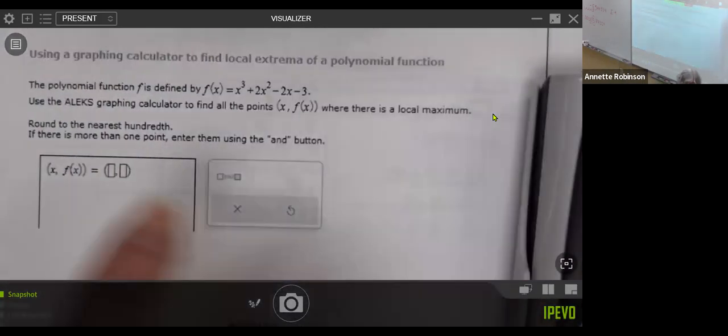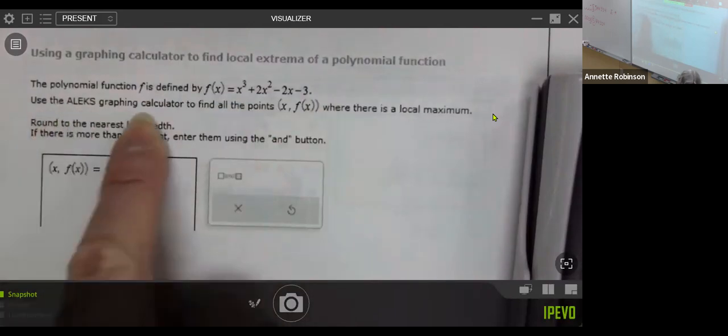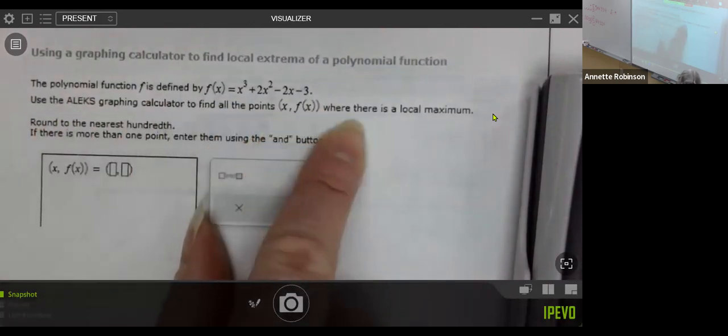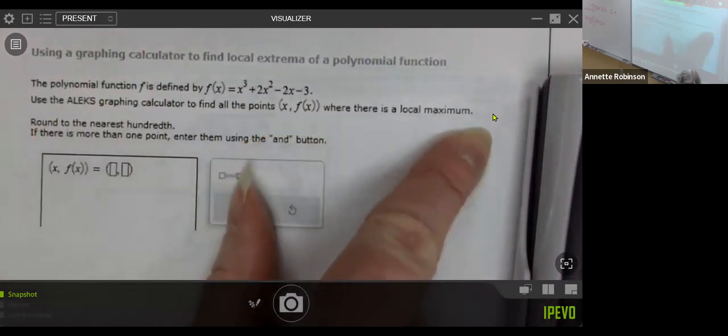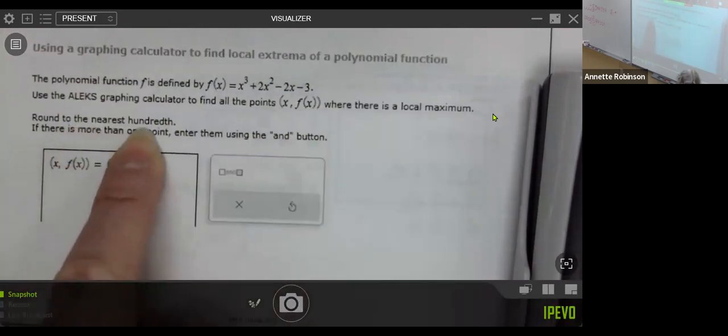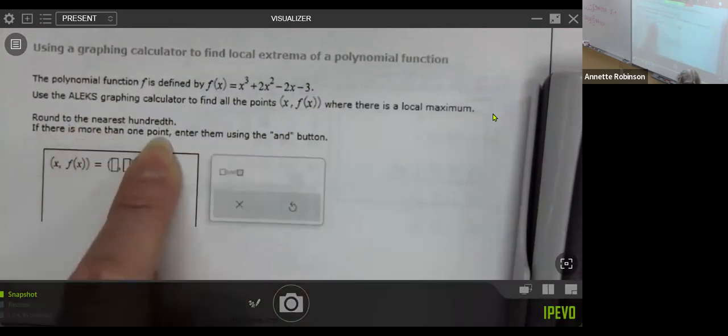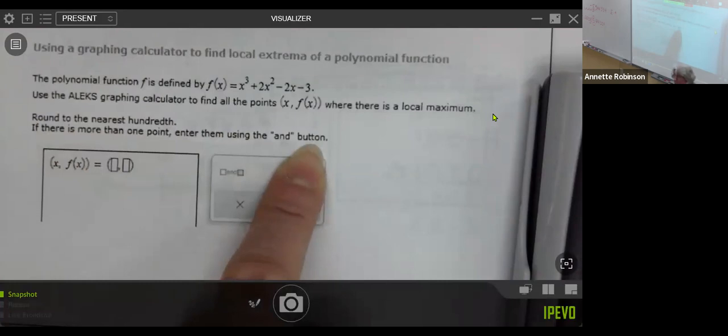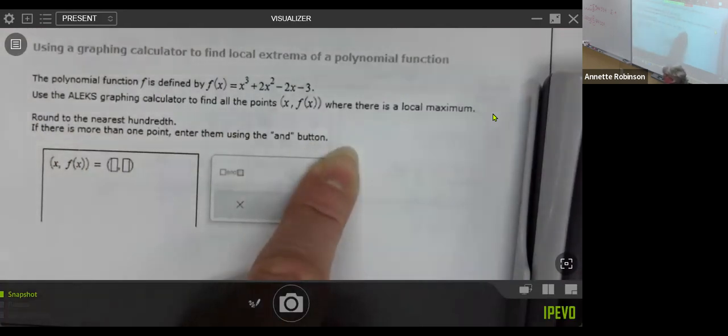The polynomial function is defined. Use the graphing calculator to find all the points where there is a local maxima. Round to the nearest hundredth. If there's more than one point, enter them using the AND button. Got it? Okay.